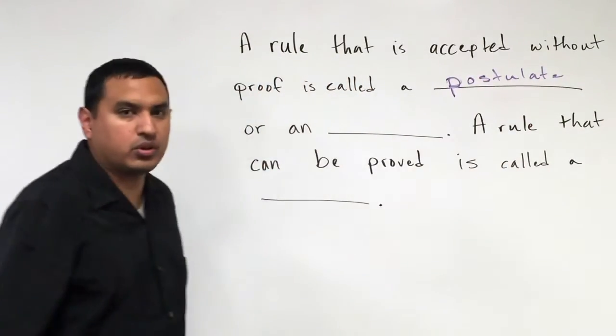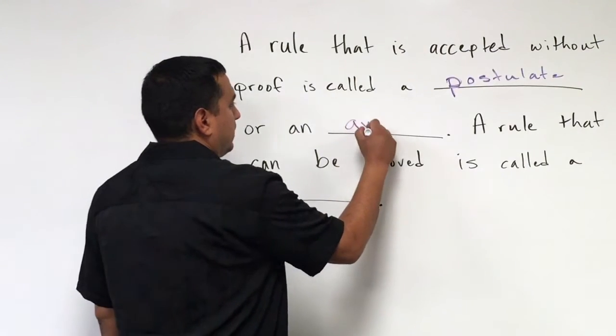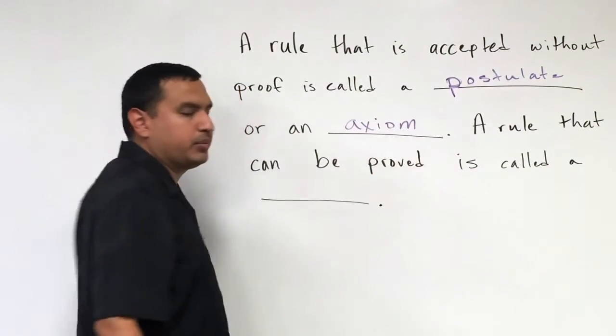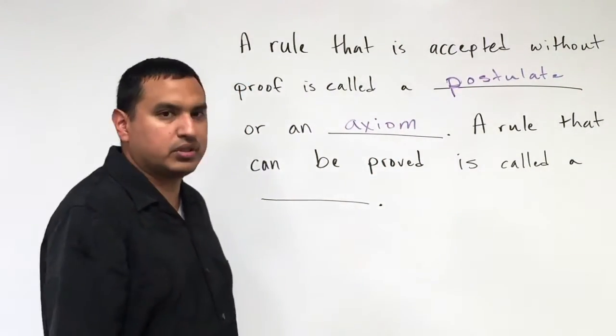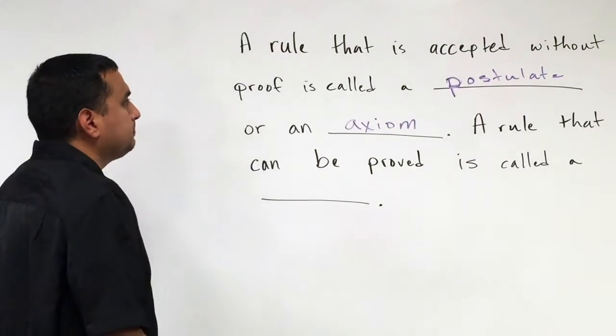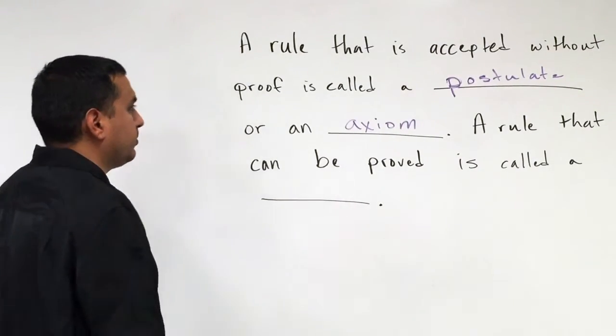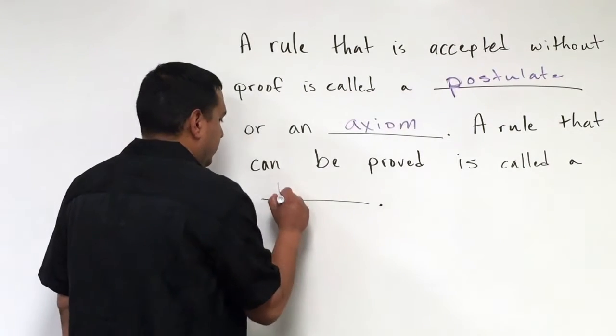You might also hear the word axiom. They mean the same thing. It's just something that we accept as true. Nobody argues it. We just say, yes, that's right. Okay, something that we have to prove, a rule that can be proved, is called a theorem.